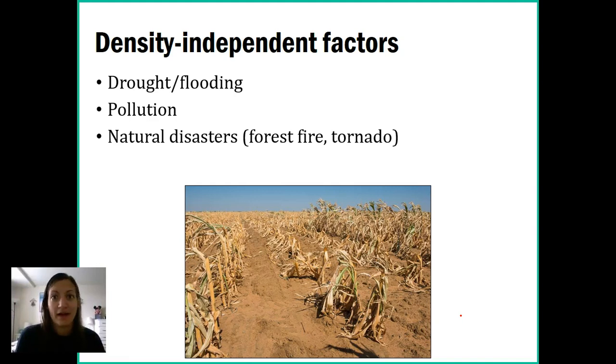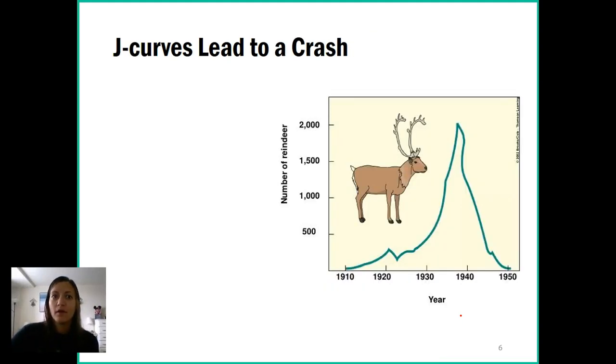Same with a forest fire. Whether there's 5 deer or 1,000 deer, neither of those populations made that forest fire happen. It just happened, and it affected those populations the same way. So both of these factors can control that population size. So when it comes to that exponential growth, thinking back to what we were talking about before, exponential growth will lead to a crash.